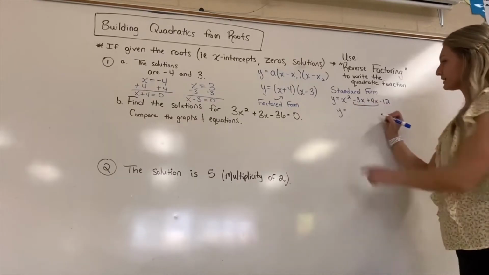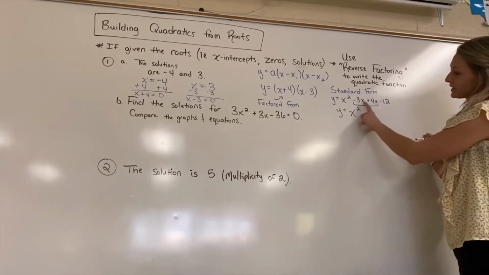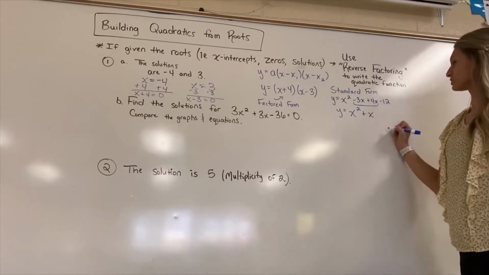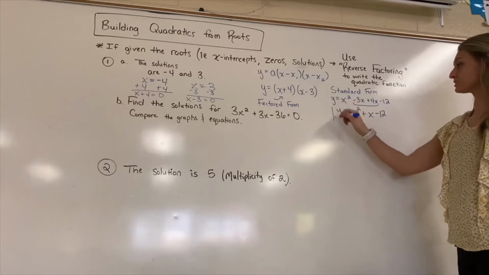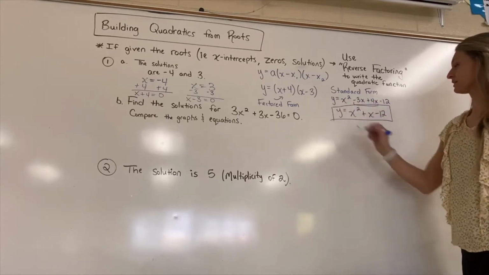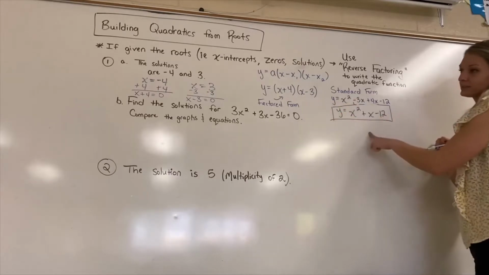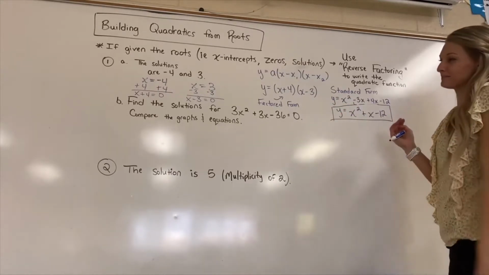So it'd be y equals, my x squared just comes down. Then I have -3x plus 4x, so that'd be a 1x. So I just write it as an x. And then minus 12. So this would be the standard form of my equation, okay? So that's the factored form, that's the standard form, all right? So there's your quadratic equation, okay?